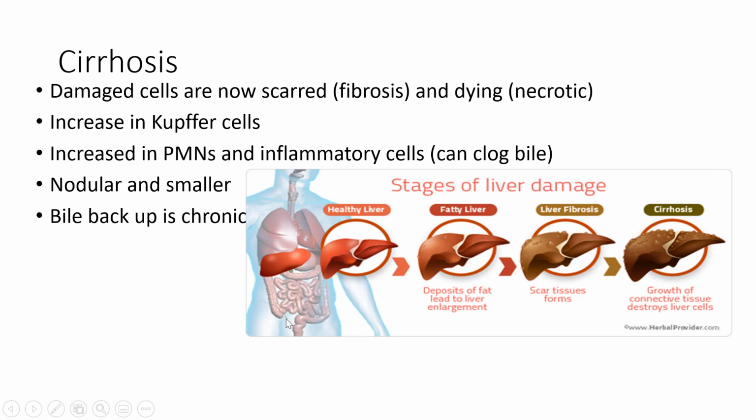Now, obviously, if you get chronic liver disease, otherwise known as cirrhosis, the damaged liver cells are now scarred, fibrotic, and dying, necrotic. There's an increase in Kupffer cells, the specialized macrophages that live within the liver. There are chronic increases in PMNs and inflammatory cells that can clog bile. The liver itself becomes much more nodular and smaller, as you can see in these pictures here, and bile backup is chronic in nature.